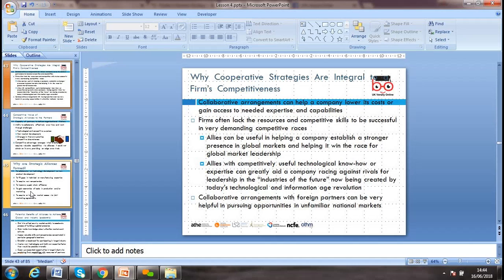Why are cooperative strategies integral to competitiveness? Sometimes we work differently and we merge together, becoming bigger. That could help focus on cost because we're producing in bulk, we are cutting management level jobs, and we are getting initiatives from the government as well, providing more jobs, more skills, more expertise, sharing knowledge and abilities.